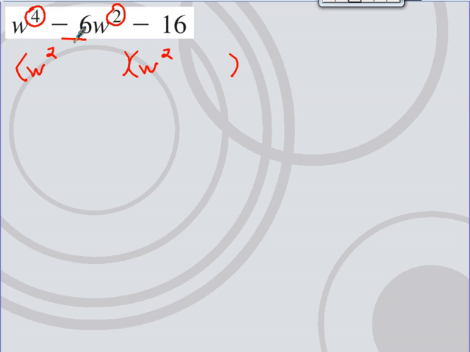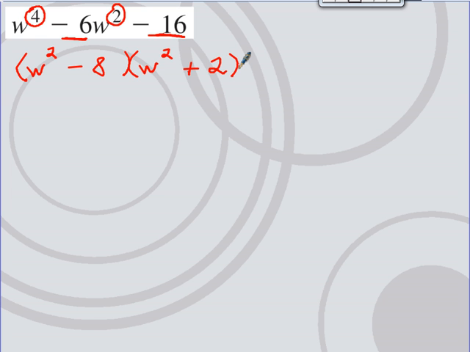Ask yourself what adds to give you negative 6, multiplies to give you negative 16. What would those numbers be, Trevor? Good job. So it'd be a negative 8, positive 2. Any questions there?